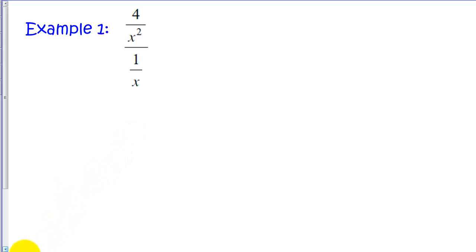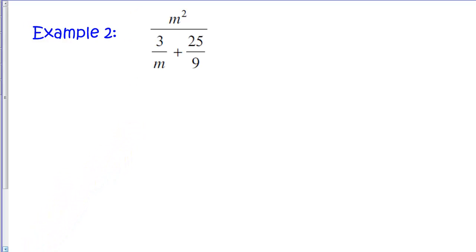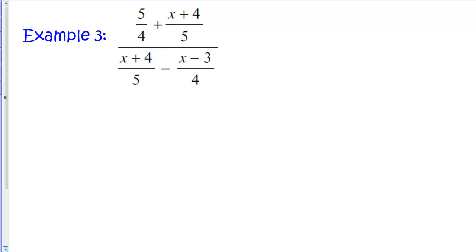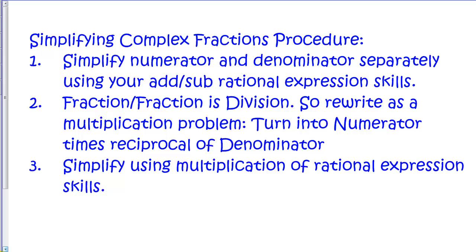So this is a simple one. We'll be looking at something a bit more complicated, and then our last one will be even more complicated. So we're going to talk about how we simplify these rational functions, or these complex fractions. To simplify, we want to start out by simplifying the top of the fraction, the numerator, and the denominator separately. So we'll just work with them as separate problems using our addition and subtraction rational expression skills, and also if there's anything that can be factored and simplified, we would look at that.